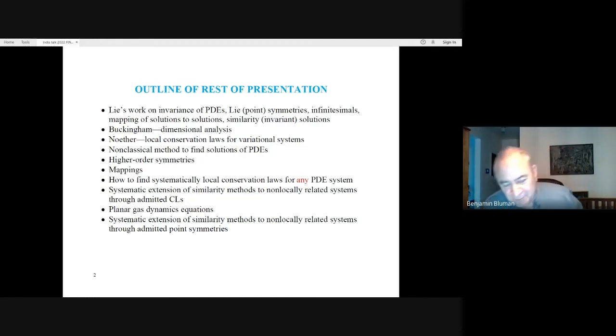Variational systems are 0% of all the kinds of systems that you could have, by the way. Systematic extension of similarity methods to non-locally related systems through admitted conservation laws. We'll look at an example of the planar gas dynamics equations. And then we'll talk about more recent work on the systematic extension of similarity methods to non-locally related systems through admitted point symmetries.